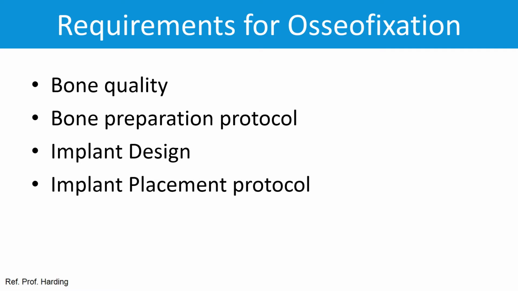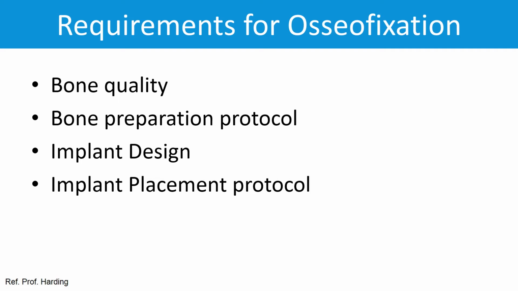Now the design of the implant is important. Obviously we need to have threads on our implant, and tapered implants are said to deliver better primary fixation than cylindrical implants, and they also require oftentimes protocols which don't involve the removal of excessive amounts of bone.